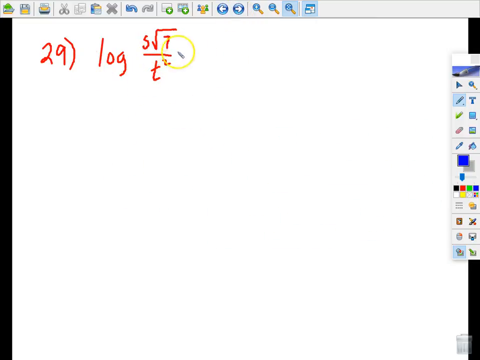This is number 29 in that same block. We're still expanding, spending a little bit more time on expanding because that seems to give people more trouble. This is an S. Here's multiplication. Here's a radical, so I'm going to change it, and I'm going to make it 7 to the 1/2 power over t squared.